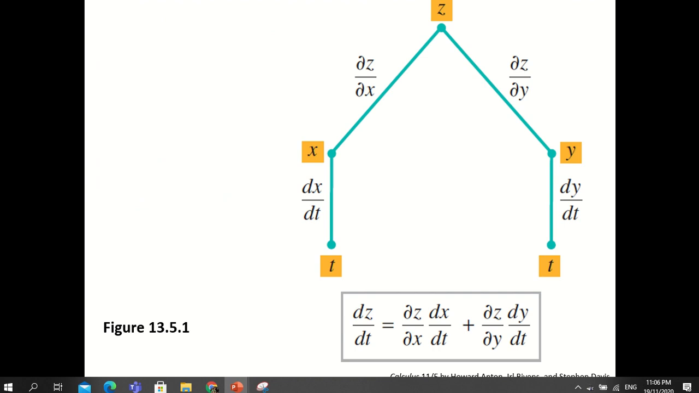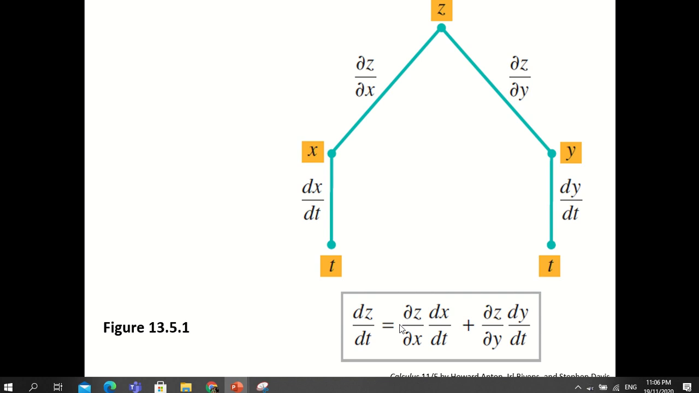So we have here a very useful illustration, class, to easily remember that chain rule. We have here z, and we take the partial derivative of z with respect to x, and the partial derivative of z with respect to y. And then we have here x and y. For x, you can take the ordinary derivative of x with respect to t, and we have here the derivative of y with respect to t. So the derivative of z with respect to t is just the sum, right? The sum of this.